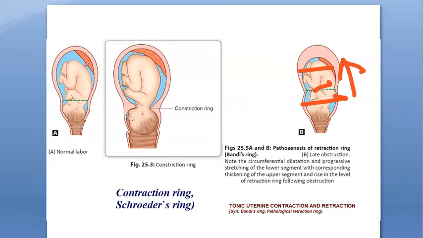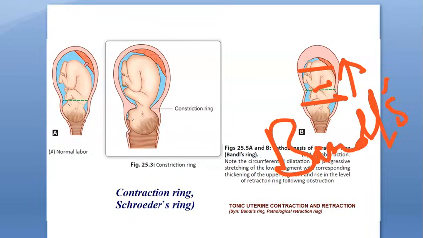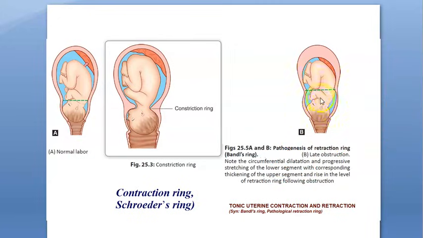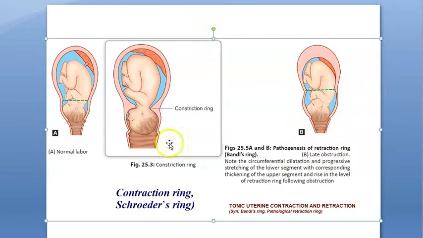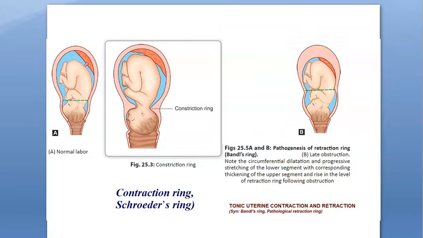So this is the pathological contraction ring or pathological retraction ring or Bandl's ring. Okay, this is Bandl's ring. And here, why does it happen? Because of obstruction, like we told you. So this baby can die. Okay, so the mother also can have sepsis, etc.